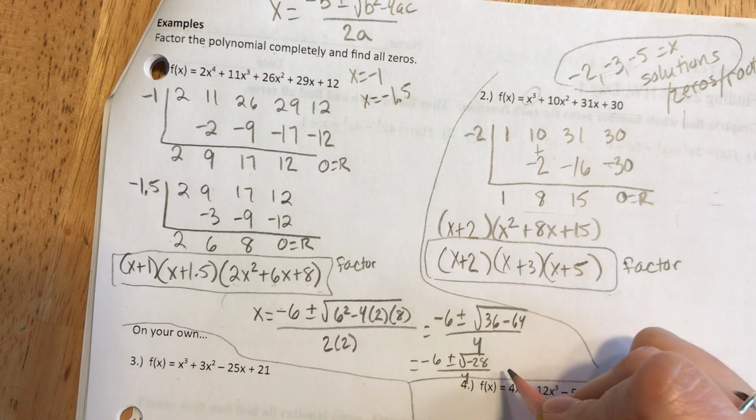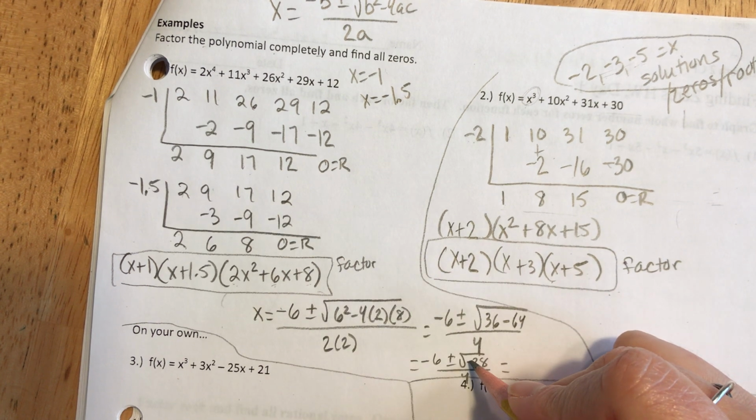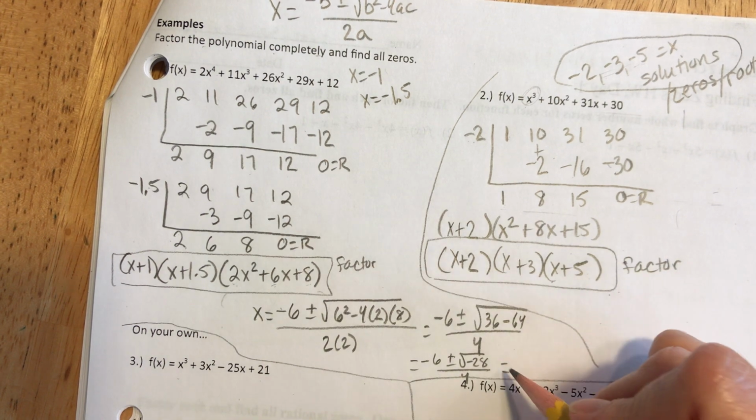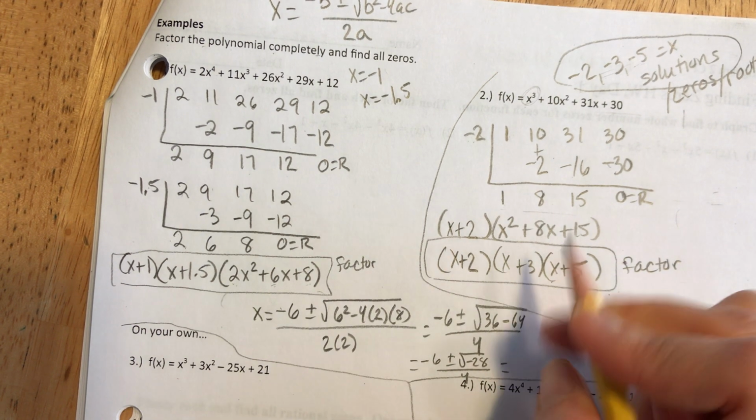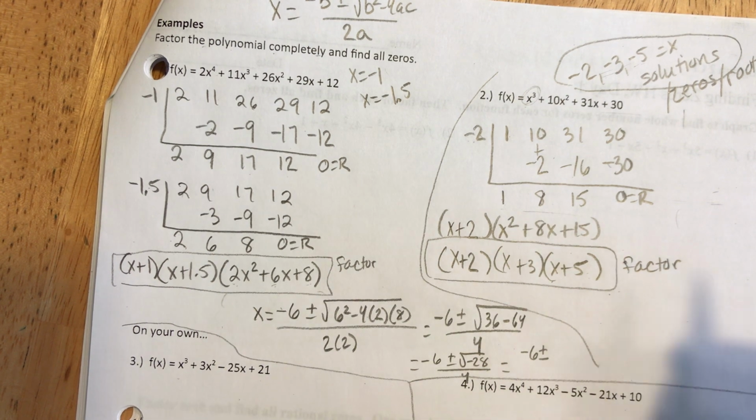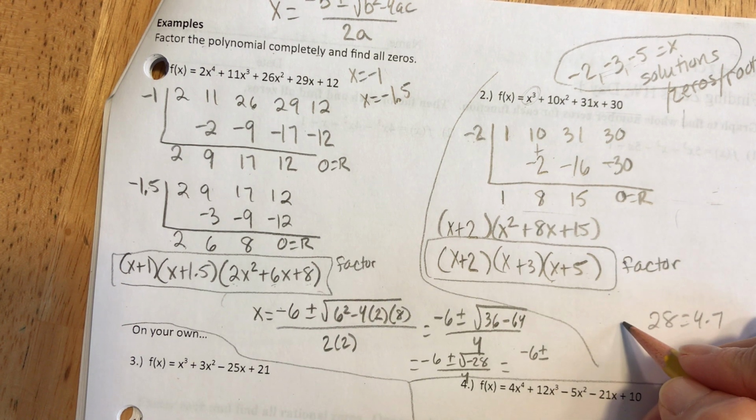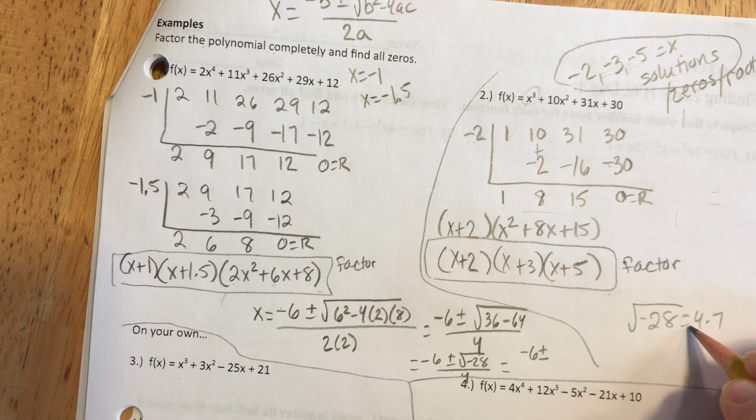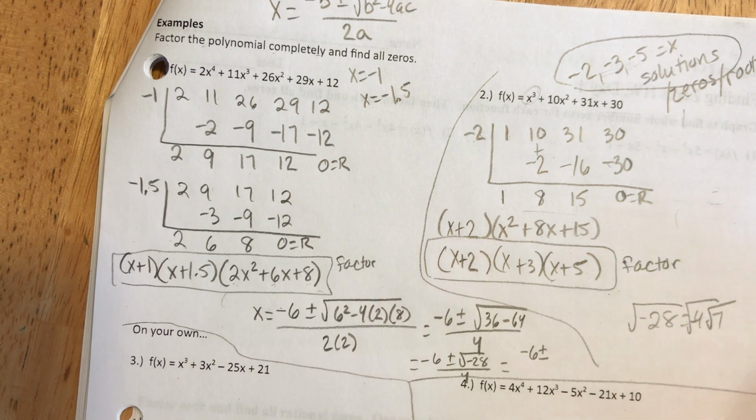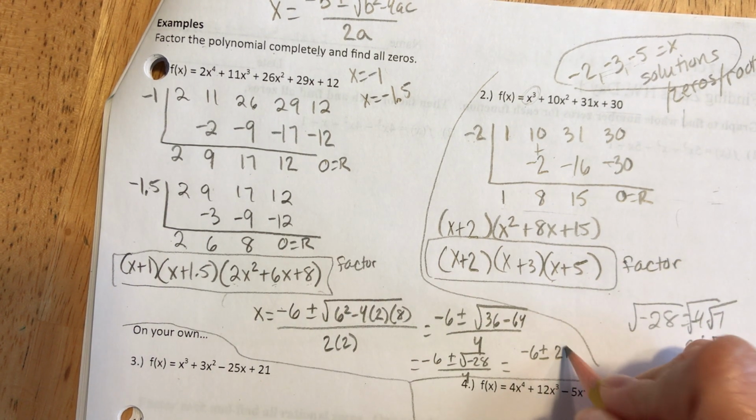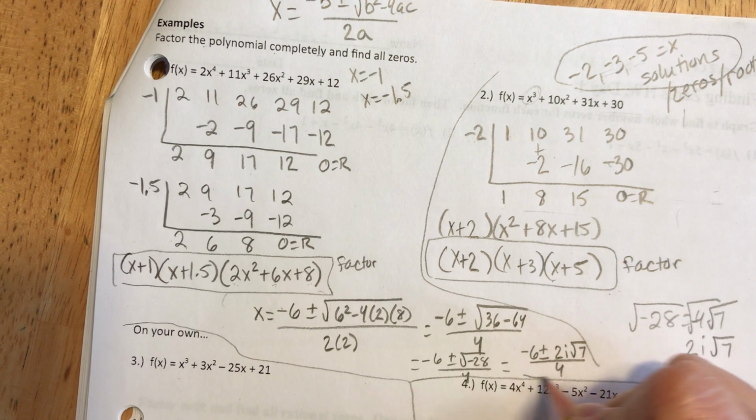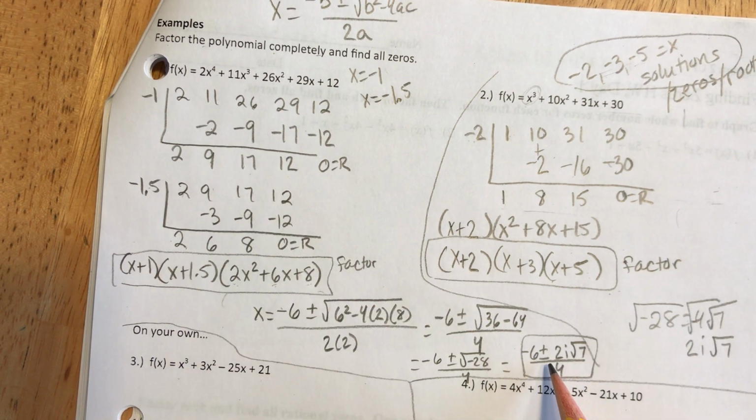I ran out of space, I'm so sorry. Which equals, if you have an i inside the square root, you have imaginary numbers, right? That's okay. Imaginary numbers happen. So what you're going to have is negative 6 plus or minus, 28 is 4 times 7. So the square root of negative 28 is negative 4 times 7. The square root of negative 4 is 2i root 7. That's what we've got. So it's going to be negative 6 plus or minus 2i root 7 over 4. And those are our other two answers.